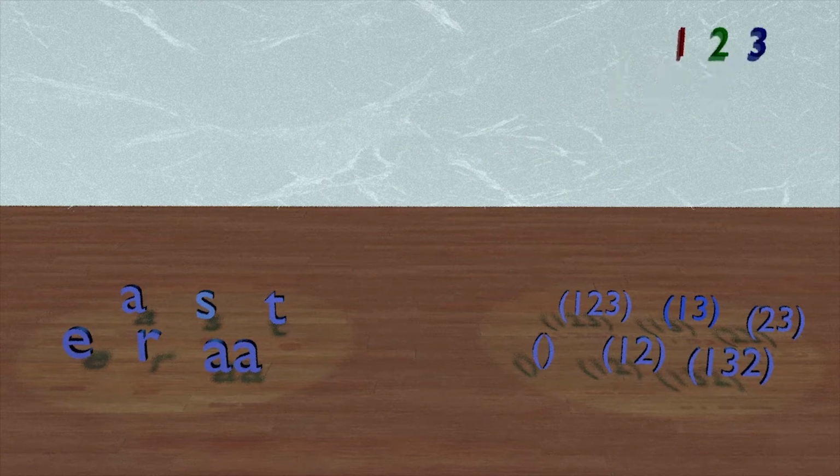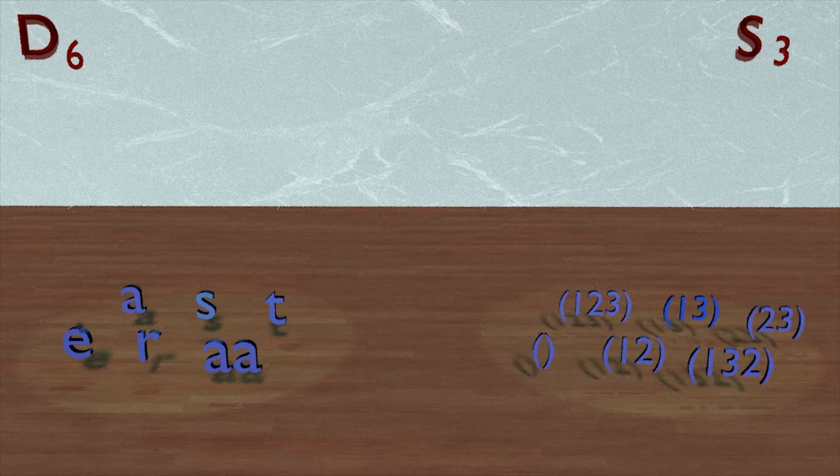So here we have our 2 groups: E, A, R, S, AA, and T in D6, and the identity element, (1 2 3), (1 2), (1 3), (1 3 2), and (2 3) in S3. And both groups have 6 elements. Like our study of homomorphisms, let's create a mapping from one set to the other. A good and easy first choice is to always map the identity element to the identity element.